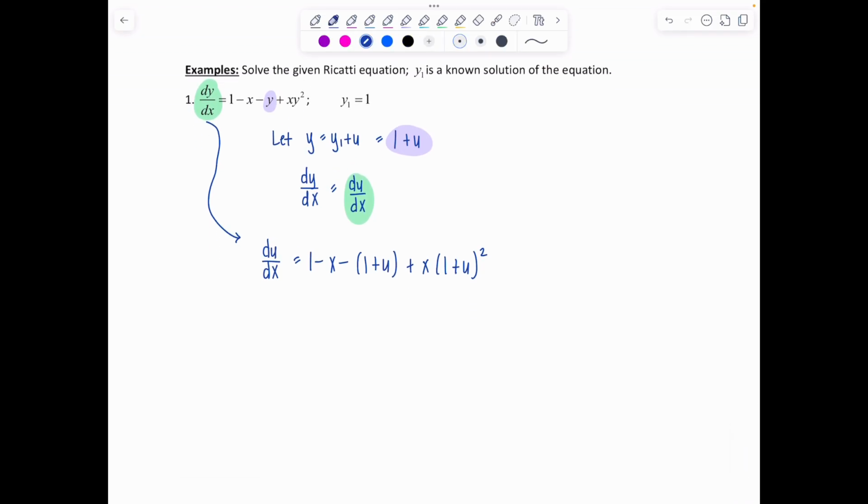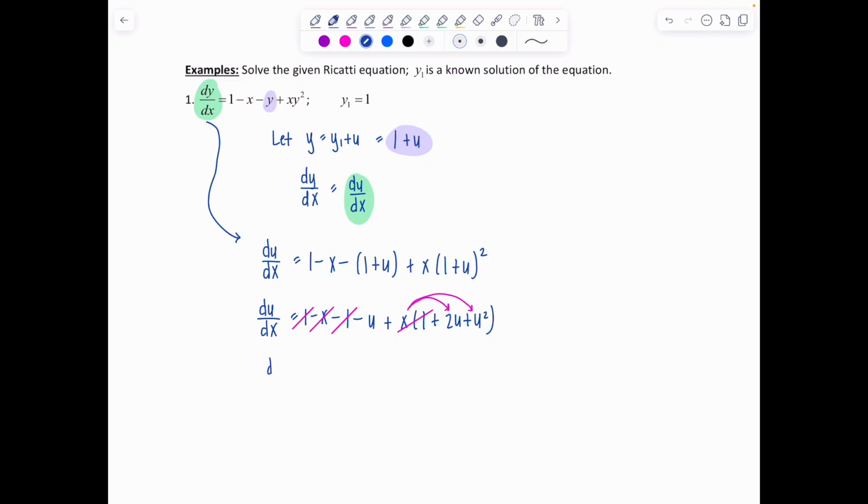So let's see. We'll have du/dx equals 1 minus x minus 1 minus u plus x times 1 plus 2u plus u squared. And then sure enough, yep, 1 cancels. If I distribute, right, that x will cancel. I don't think much else, right? So I still have to distribute the x through to these guys. So let's see what's left over.